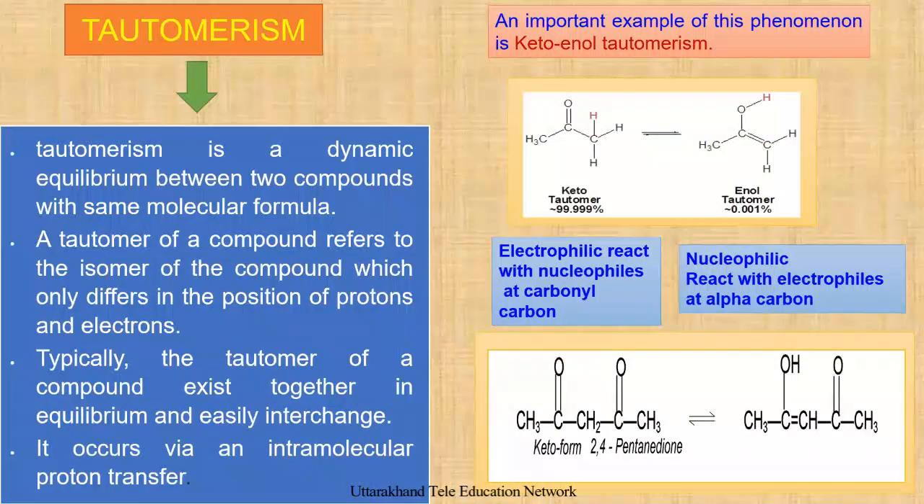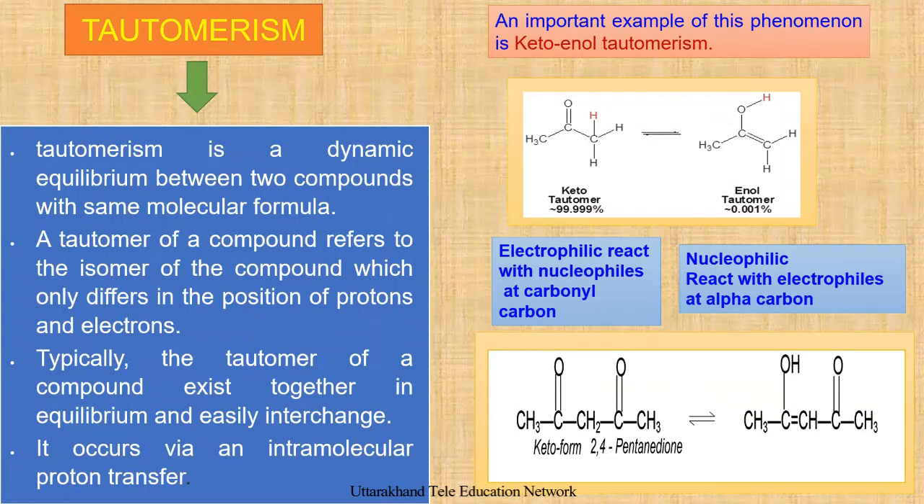Next is tautomerism. Tautomerism is a dynamic equilibrium between two compounds with the same molecular formula, but differing only in the position of protons and electrons. The carbon skeleton of the compound is unchanged, but the functional groups are different. This reaction involves simple proton transfer in an intramolecular fashion. An important example of the phenomenon is keto-enol tautomerism.